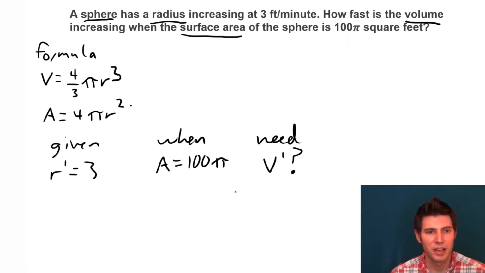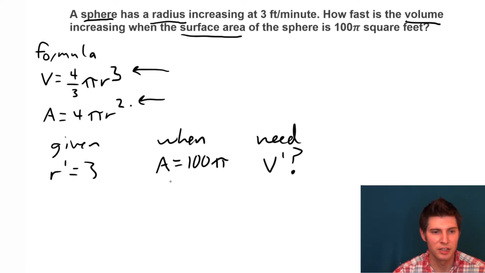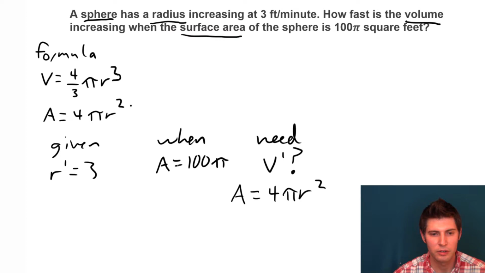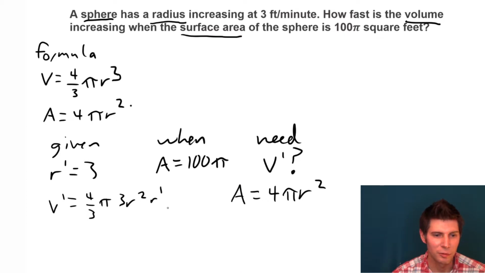So the next step says manipulate the formulas to get the variables that you have listed with the given, when, and need. So I will differentiate this one, but I will not differentiate this one because I don't have an A prime anywhere, only a V prime. So I'm just going to bring down the second one. A equals 4 pi r squared. But I am going to use it. Now for this one, V prime equals 4/3 pi is a constant, and then 3r squared r prime.